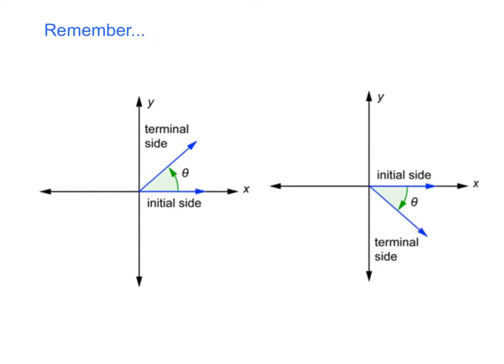Just to recall, the terminal side is the ending side of the angle. There's an angle in a positive rotation, there's the terminal side. A negative rotation, the terminal side can fall in any quadrant.